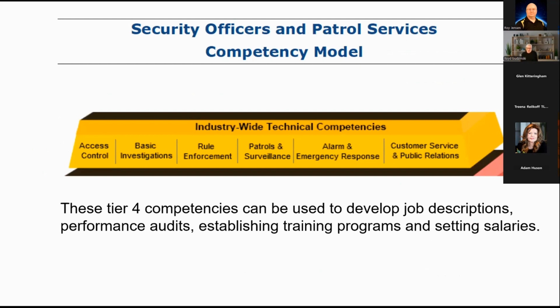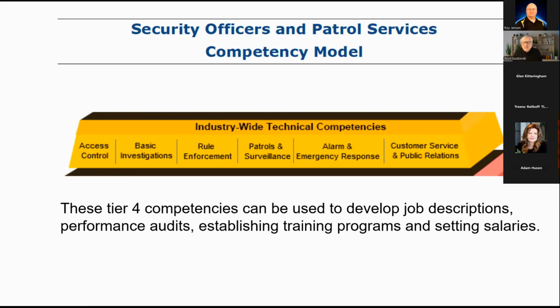Because you can do access control, but you need to have good customer service and public relations skills. If you're denying access to somebody, you want that person to walk away feeling not insulted. I'm not going to say they're happy, but at least they're not going to be angry that they've been denied access. And so that means you have to have good communication skills and good customer service skills.